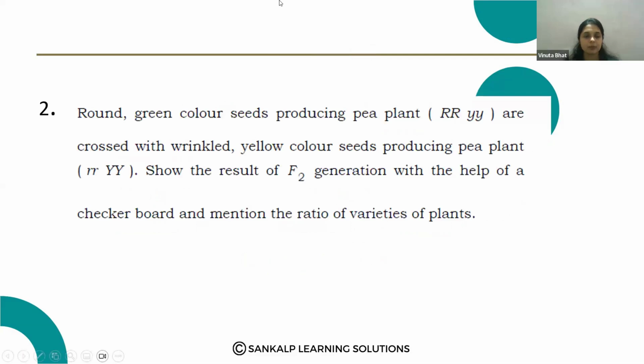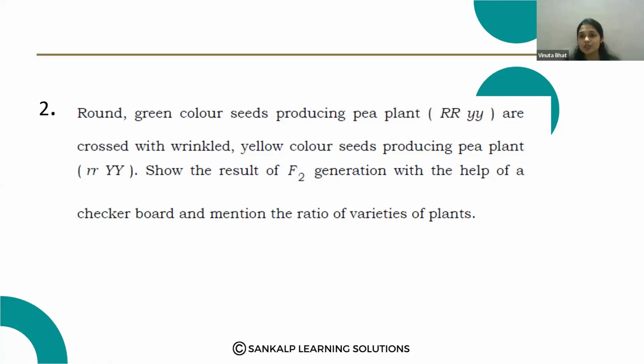Next question. A round green seed producing pea plant, capital R small y, is crossed with a wrinkled yellow seed producing pea plant, small r capital Y. Show the result of the F2 generation with the help of a checkerboard and mention the ratio of varieties of plants.